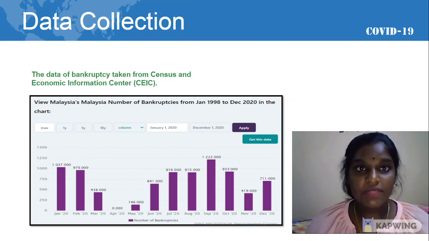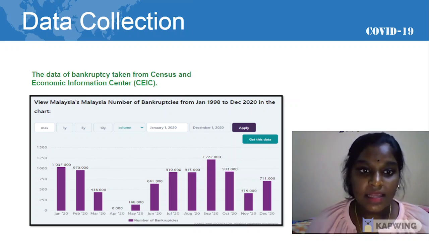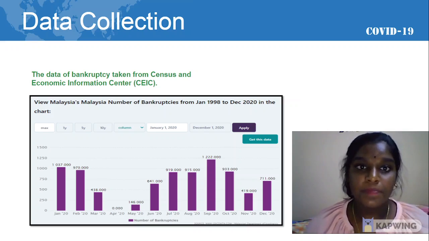For the data collection, we took the data of bankruptcy from the Census Economic Information Center, which is CEIC. So this is the data. And then we transferred it into table form.